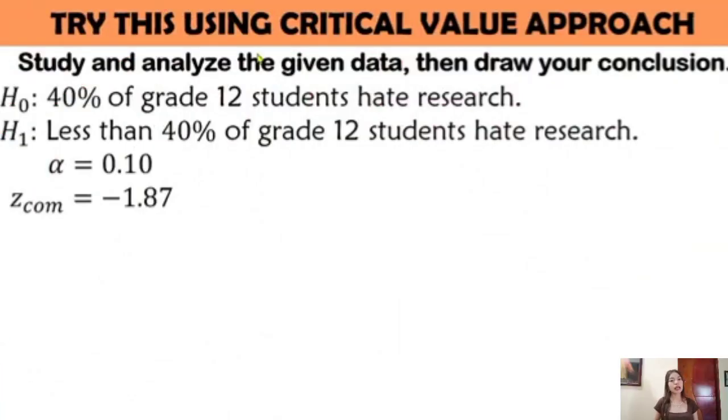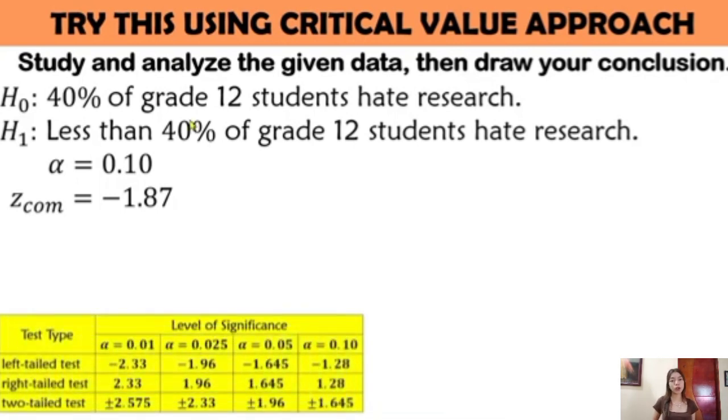So here we are tasked to solve this using the critical value approach. Study and analyze the given data and draw your conclusion. We are given the null and alternative hypotheses, and also the alpha level and the computed value. Since we are asked to solve this using the critical value approach, we are going to need our critical value. The alternative hypothesis states less than 40%, so this is a one-tailed test, particularly left-tailed, at 0.10 level of significance.